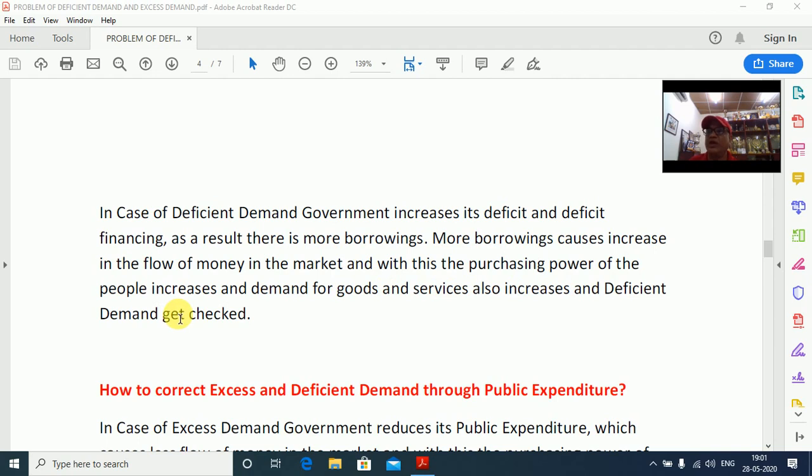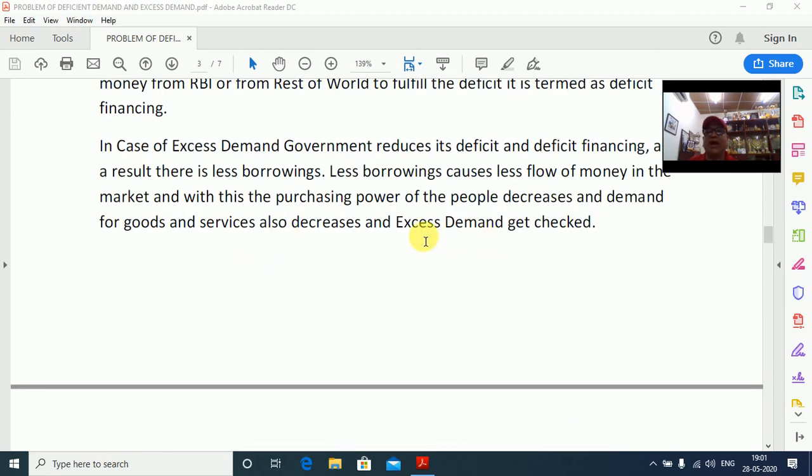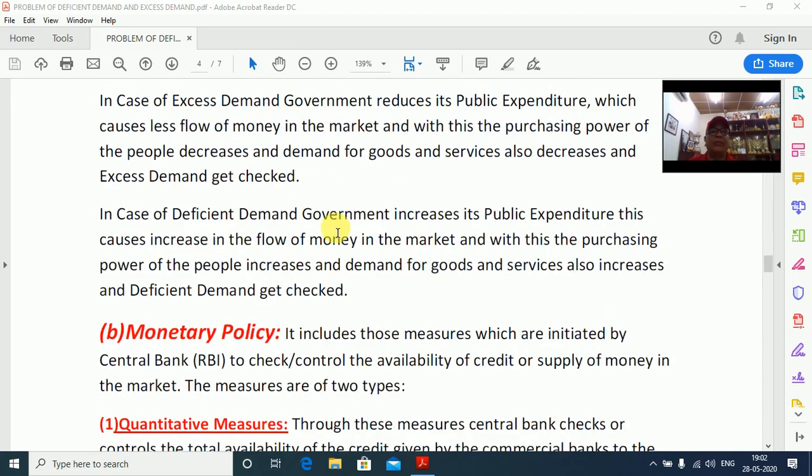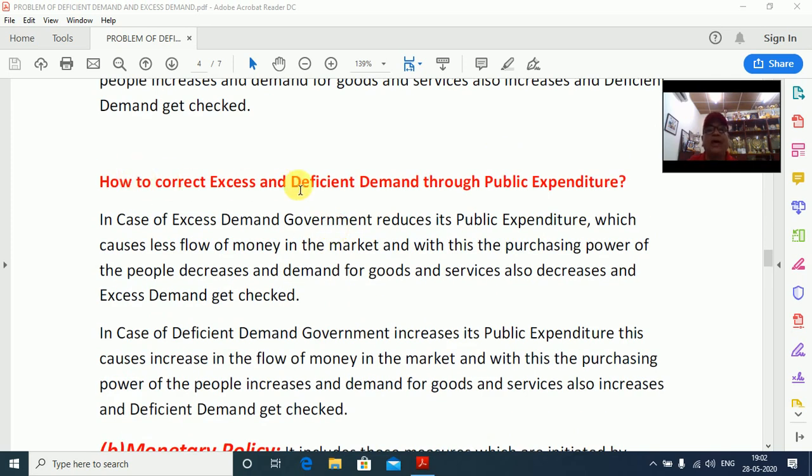So what they will do? They will demand more goods and services. And what is going to be corrected? Deficient demand. So if there is a deficient demand, what is government going to do? More deficit financing. And if there is an excess demand, what is government going to do? Less deficit financing. Now moving to the last part of the fiscal policy, that is how to correct excess and deficient demand through public expenditure.